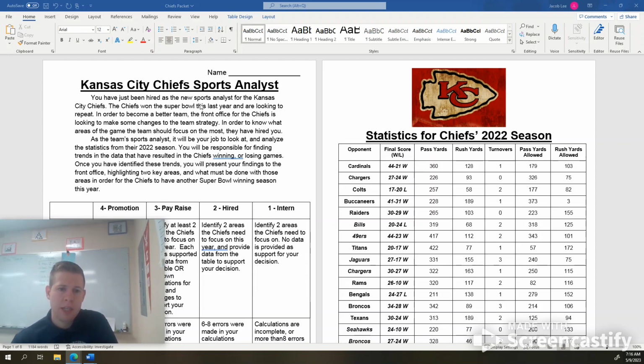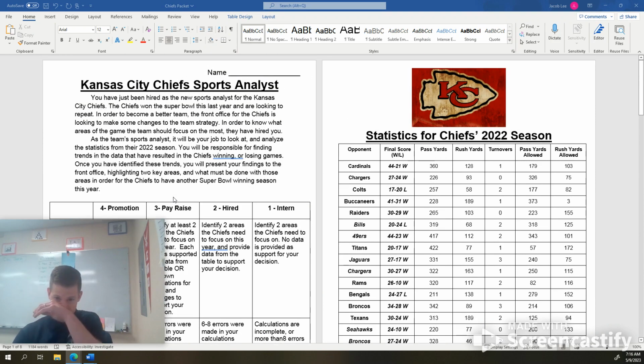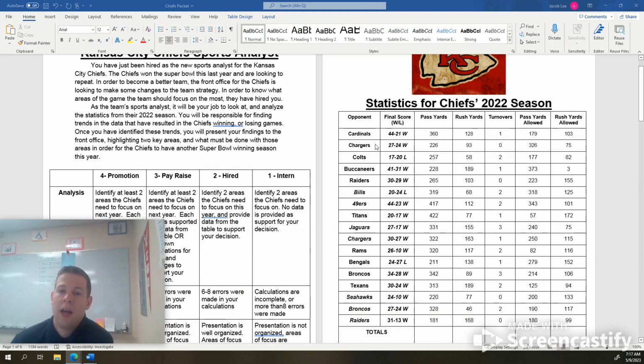Here's what we've got. This first page was just the explanation of the project. You're a sports analyst. Here's how you're getting graded. Here's how you're being assessed. Over on the right, this is the inside page of your packet, is the statistics page for the season. So what I did is I looked through for each team who their opponents were, what their record was versus each of those opponents, and I put your score first, their score second, and then whether you won or lost that game with a W or an L.